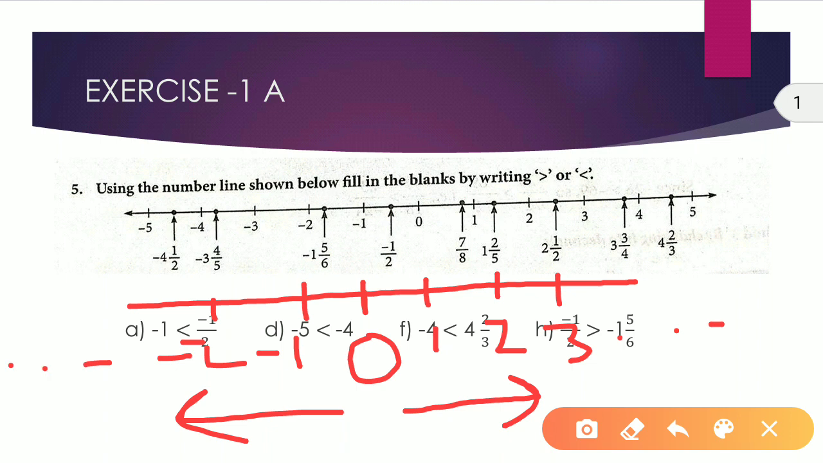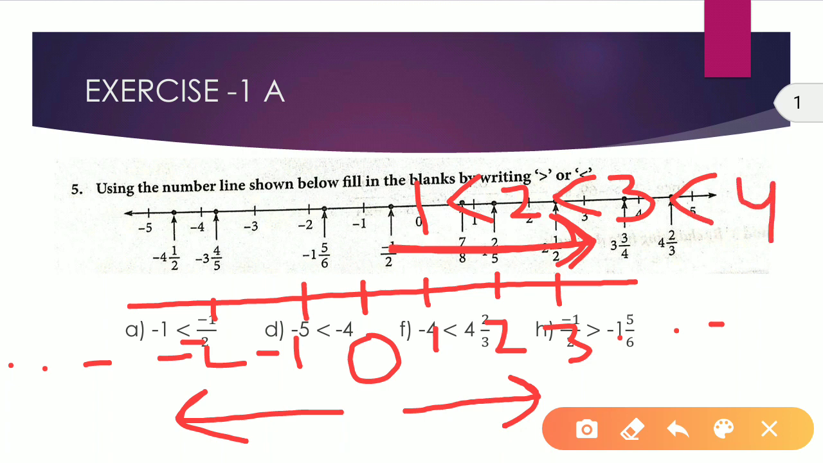As you move towards the positive numbers, the number will increase. As you move towards the right hand side, the number will start increasing, or we can say that the numbers are in ascending order. Ascending order means smaller to greater. As you move towards the right hand side, the first number is 1. 1 is less than 2. 2 is less than 3. 3 is less than 4. So in the right hand side, all the numbers are in ascending order.